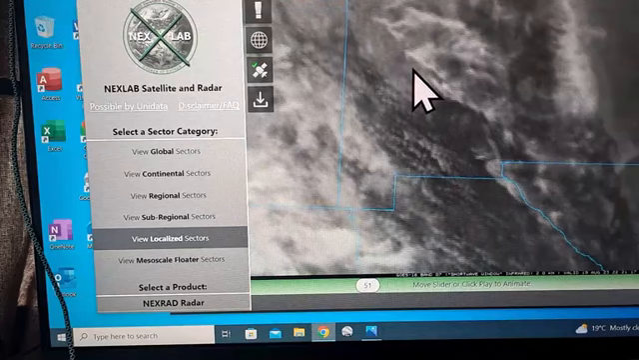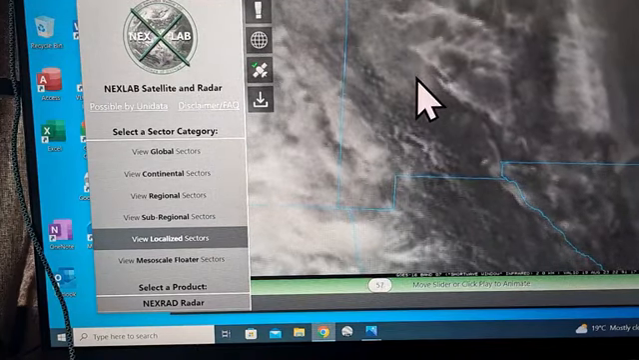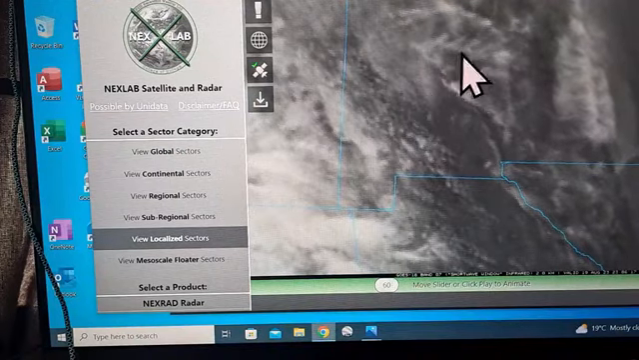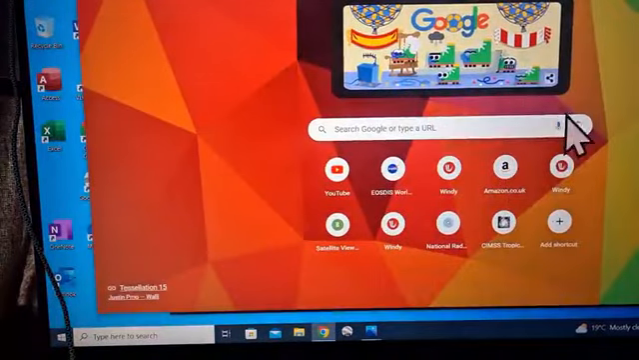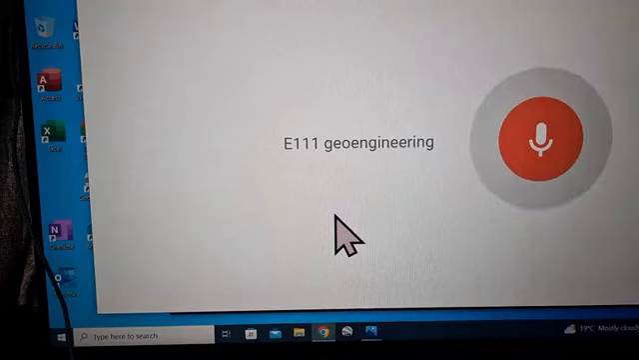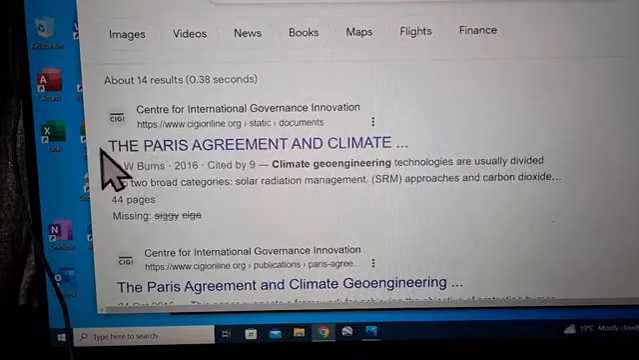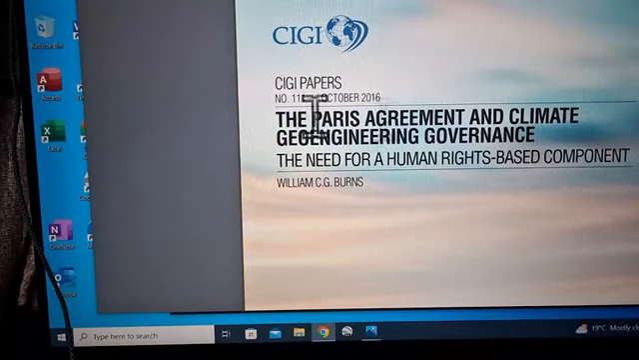This chem bomb deployment, artillery method of geoengineering is spelled out in the Paris Accord governance document, which is so easy to find. CIGI 111, geoengineering. CIGI, number 111, from October of 2016.